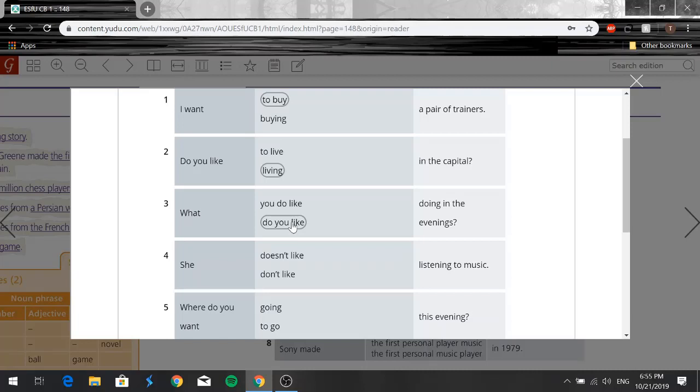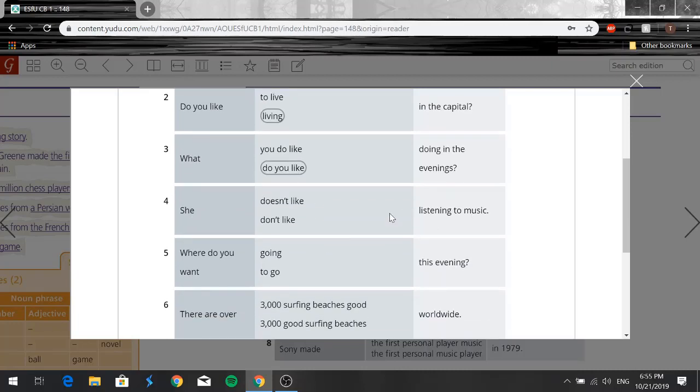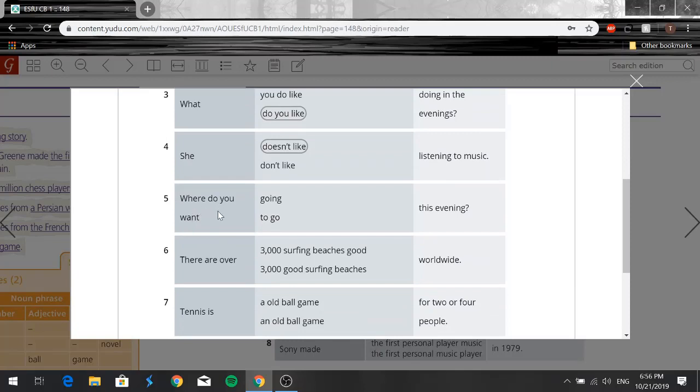And then we have she doesn't like or don't like listening to music. So we'll say she doesn't like listening to music, right? Because of the use of does with the third person singular and present simple negative, okay? Then we have where do you want going or to go this evening? So we'll say to go, because again, it's infinitive for the second verb after the word want, okay?